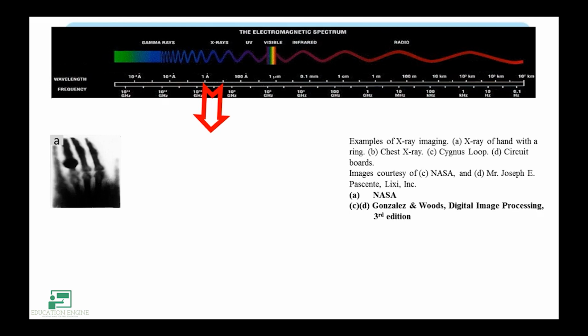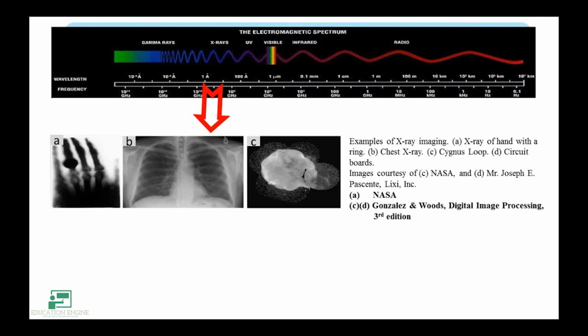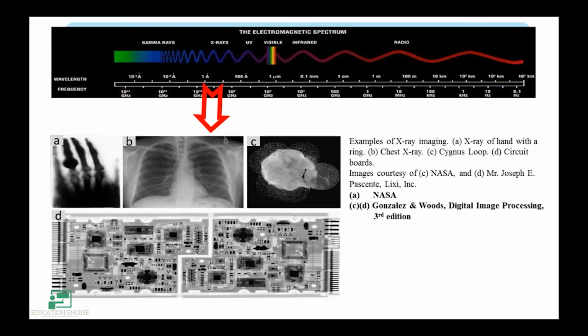They're generated when electrons, which flow in a vacuum tube, strike a nucleus, and energy is released in the form of X-ray radiation. The best known use of X-rays is medical diagnostics, but they're also used in industry and other areas like astronomy. So here we see a chest X-ray, and here is the Cygnus loop that emits X-rays naturally. Higher energy X-rays are used for industrial inspection, and here we see the X-ray of a circuit board, which is done to find possible abnormalities on the board.